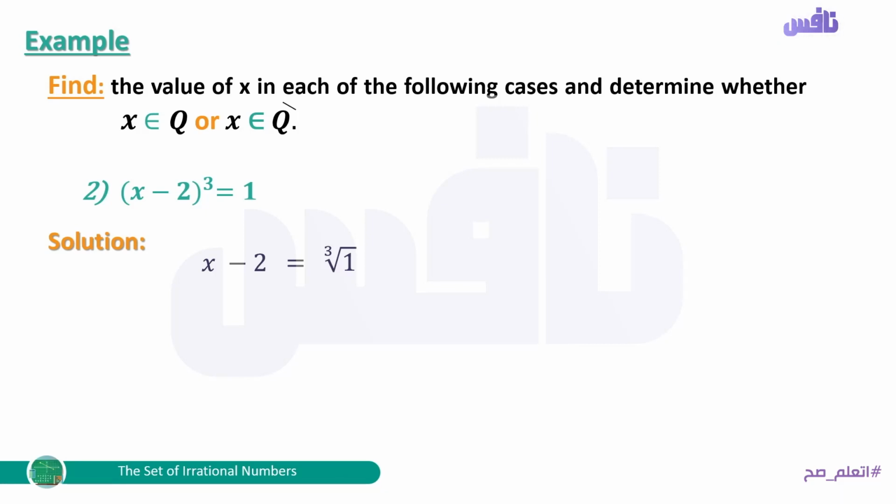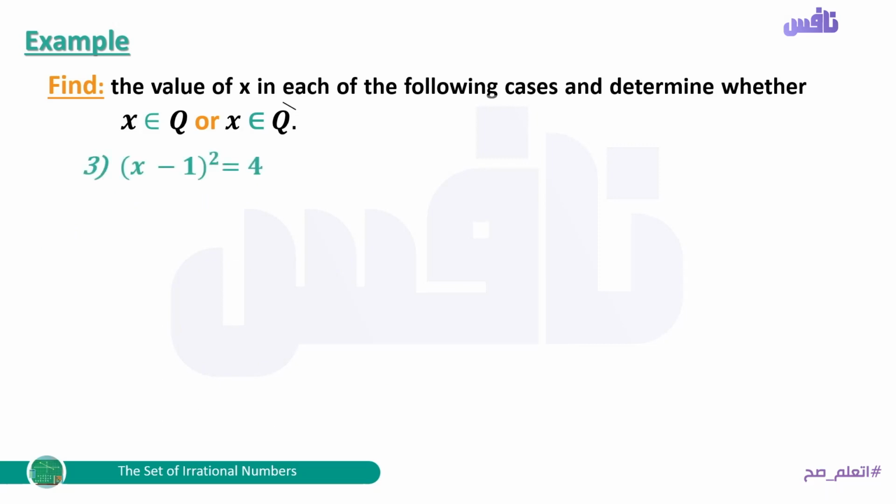Okay? By using calculator, cubic root 1 will be equals 1. So we have x minus 2 equals 1. Negative 2 will go to the other side by positive sign. Then x equals 2 plus 1 equals 3. As you see, the number 3 is a rational number. So x belongs to Q.